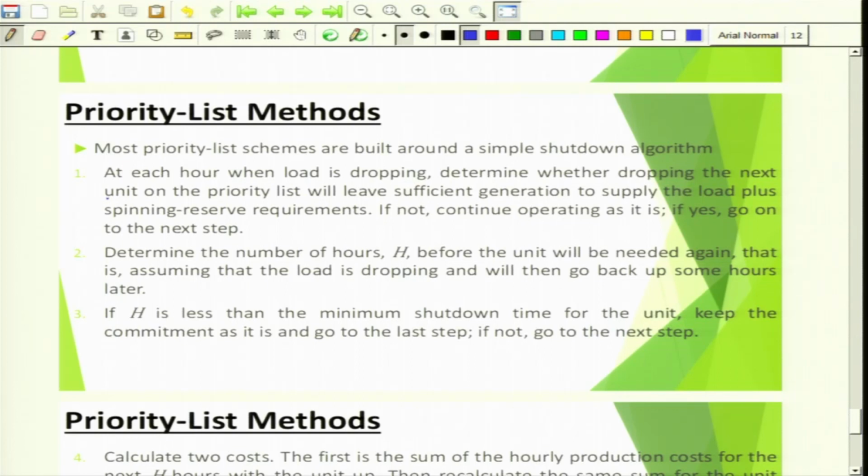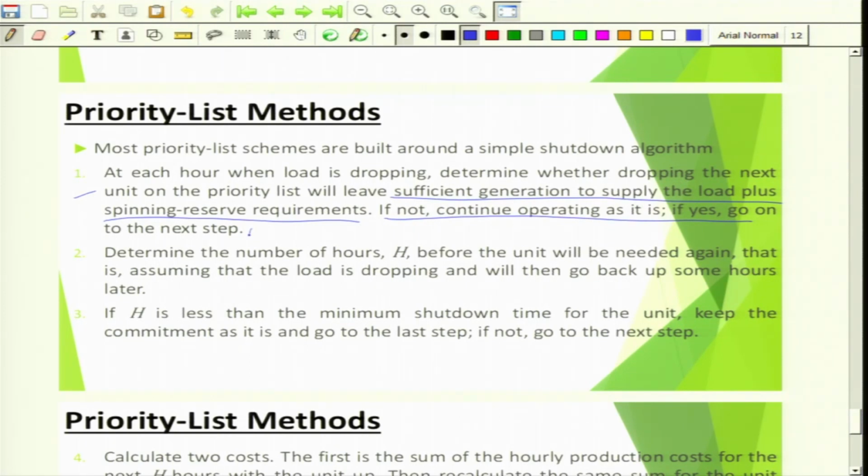At each hour when load is dropping, determine whether dropping the next unit on the priority list will leave sufficient generation to supply the load plus spinning reserve requirement. This is what I have already told. If the load is decreasing, among the priority list you check whether dropping a particular unit, you are still able to meet the load demand, including the spinning reserve, right. If not, continue operating it as it is. If yes, then go to the next step.